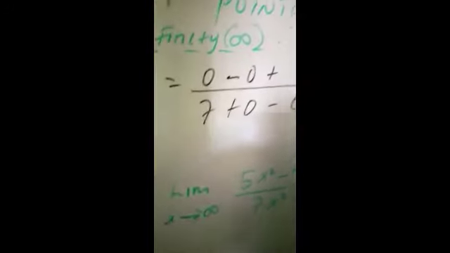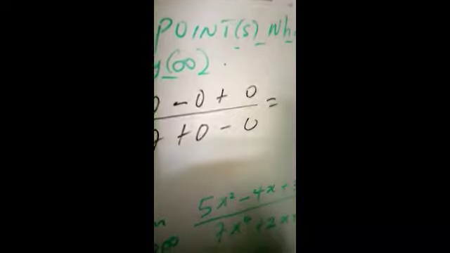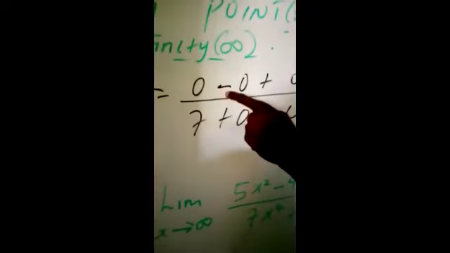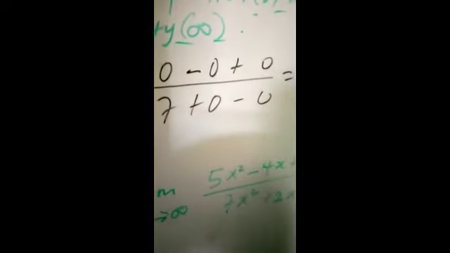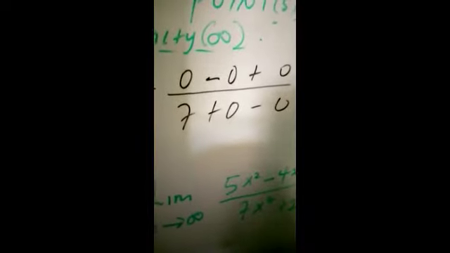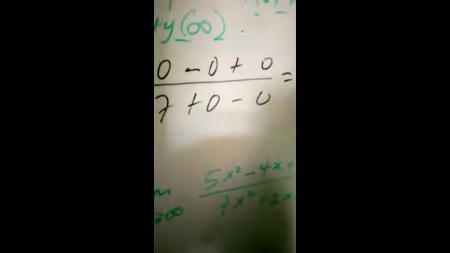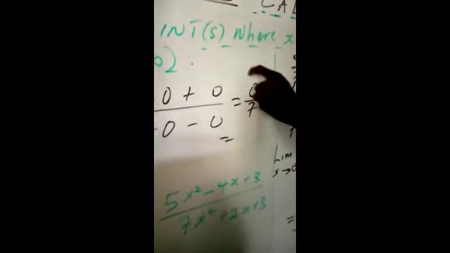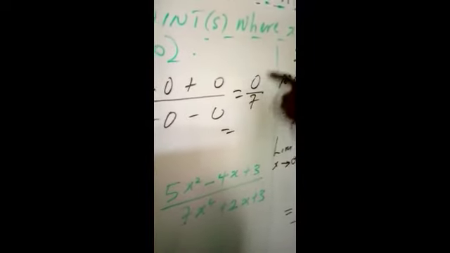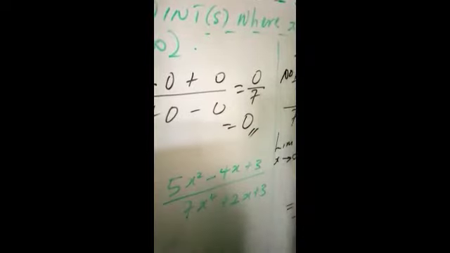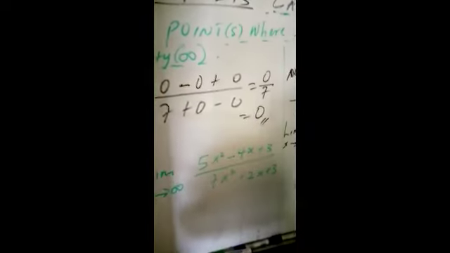So therefore from this point now, if I say 0 minus 0 plus 0, everything will give me 0, divided by 7 plus 0 minus 0, all will give me 7. And the same way now, 0 divided by any number is 0. So therefore 0 divided by 7 is 0. So this is the answer for what? Infinity. Whatever you are doing at point where s tends to infinity, this is the procedure.